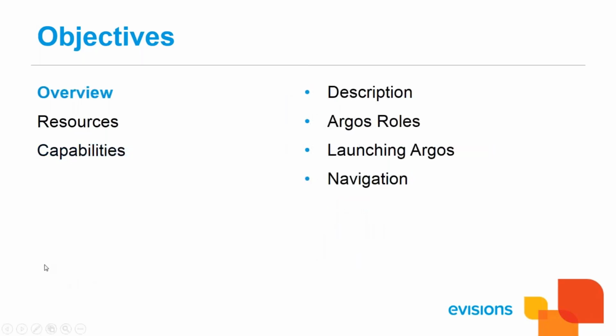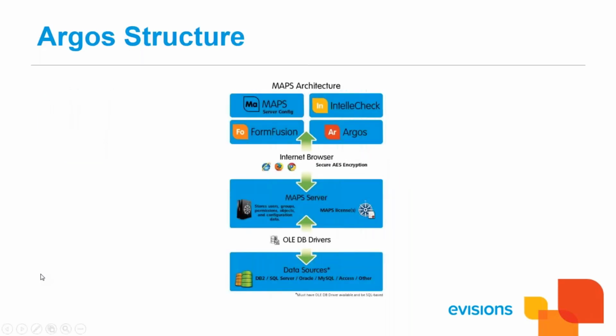First, we're going to review what Argos is and what it does. Argos is a web-enabled application used to create custom reports against a database. Argos users connect to the map server via a secure web interface. The map server handles the connection and security to your database and is where we launch all of the eVisions applications, including Argos, FormFusion, and IntelliCheck.